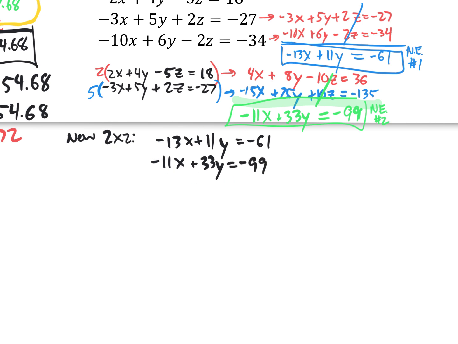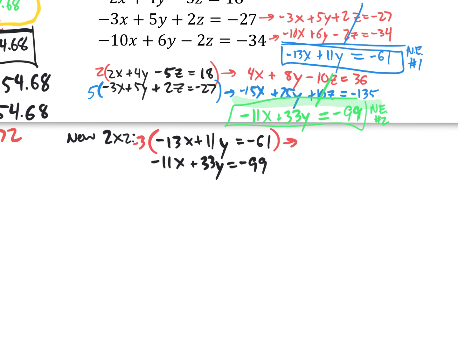And I need to solve this, so I either choose to cancel out x's or y's. If I choose to cancel out x's, I'm going to have to modify both of them. But if I choose to cancel out y's, I only have to multiply the top one by a negative 3. So obviously the easier path is to cancel out y's by multiplying the top one by negative 3.